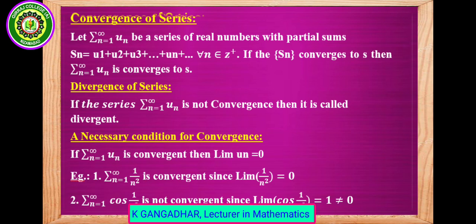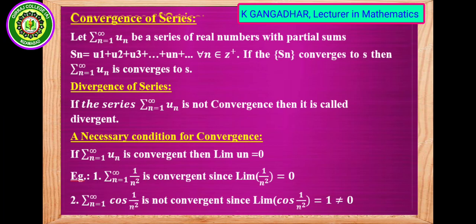So now here is one theorem, a necessary condition for convergence. If the series sigma Un is convergent, then limit Un equal to 0. So it is the necessary condition for convergence. Now, we know the series sigma 1 by n square is convergent.